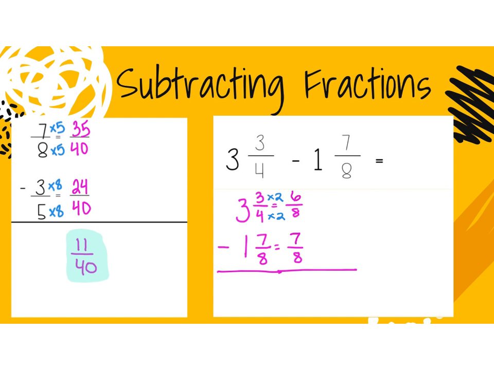Now we're ready to subtract. I cannot subtract 7 from 6, so I would need to borrow from my whole number 3. The 3 will become a 2, and I'm borrowing 1 whole, and that will be in the form of 8 over 8. We will add 6 eighths plus 8 eighths, and we get 14 eighths.